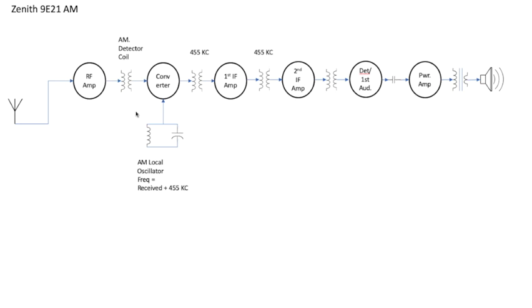There are variations, certainly. A lot of AMs only have one IF amp. A lot don't have an RF amp. The converter, one part of the converter tube will take on the responsibility of amplifying the RF a bit. So there are all kinds of ways to do this, but this is generally how they all work. And this is how this 9E21 works.